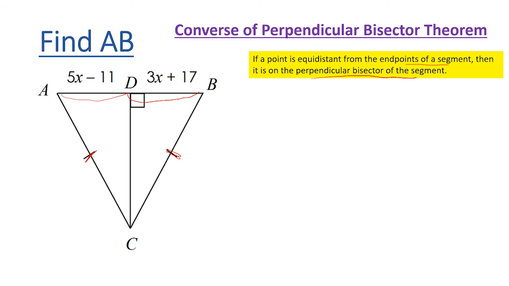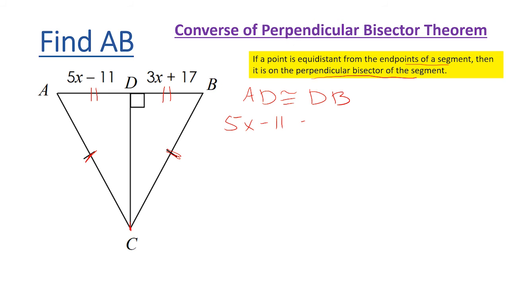So since this point C is on the perpendicular bisector, that would mean that CD is the perpendicular bisector. So again, bisect means cut something in half equally. So we can conclude that AD is congruent to DB, because DC again is the perpendicular bisector. So it cuts AB in half. So AD is congruent to DB. So to find x, we could simply set these two expressions equal.